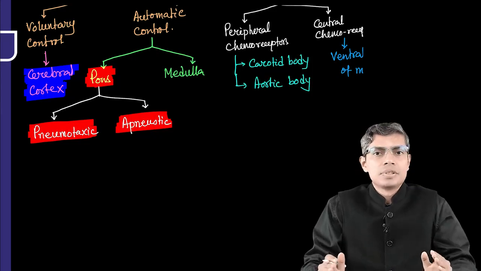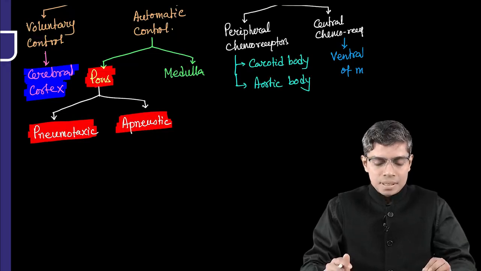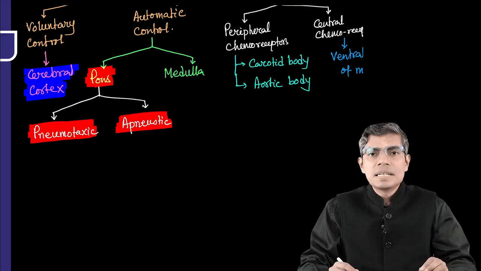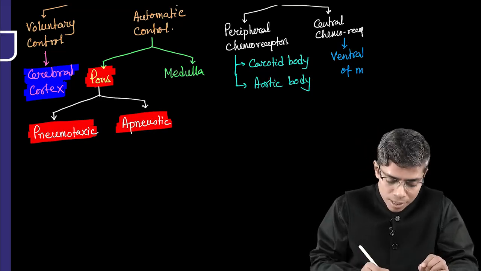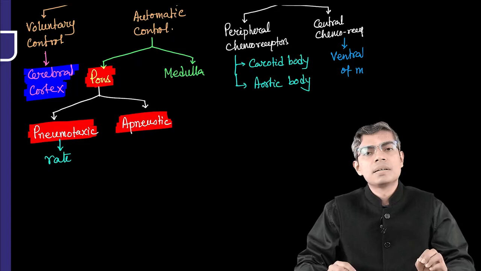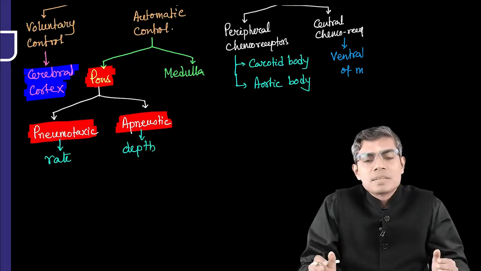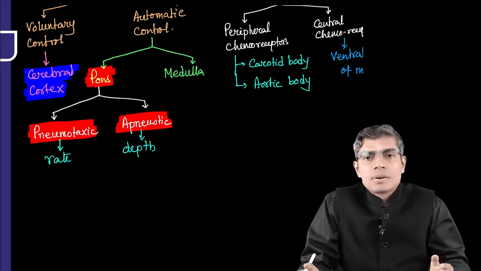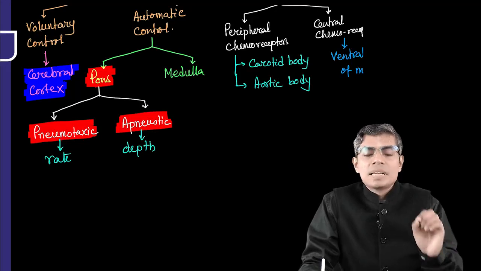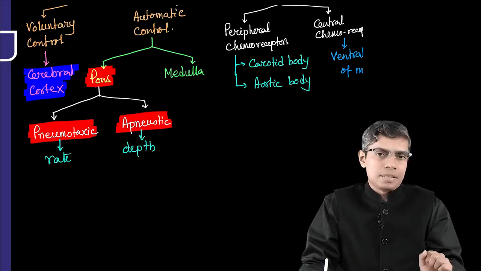Both of these centers, located at the level of the pons, are responsible for controlling the rate and depth of breathing. But if I ask you which center is mainly the rate controller, your answer will be the pneumotaxic center, and depth is mainly controlled by the apneustic center. So the rate controller means the pneumotaxic center, and the depth controller means the apneustic center.